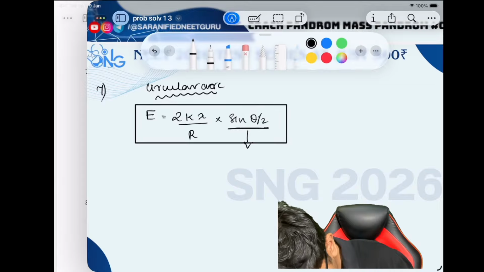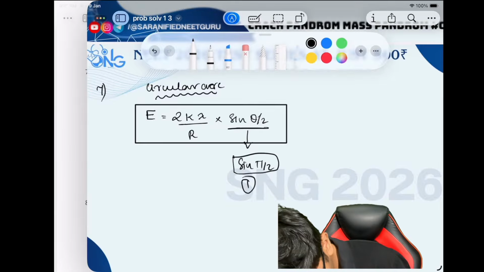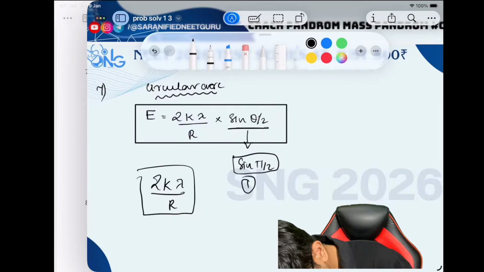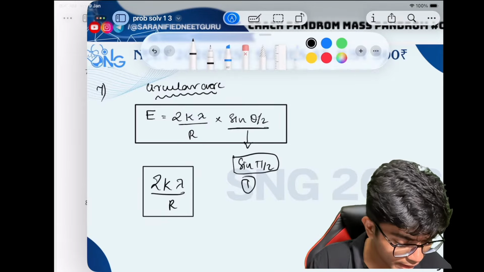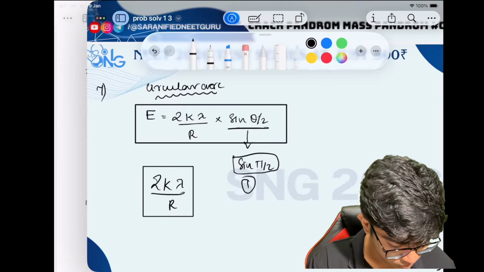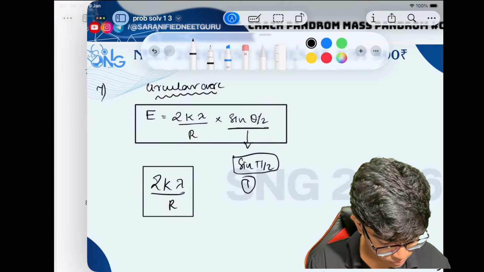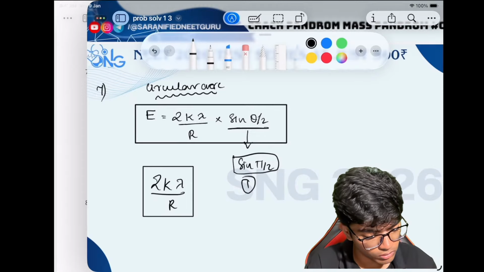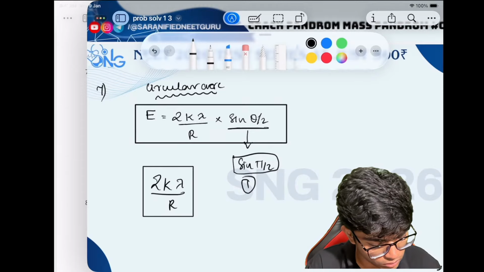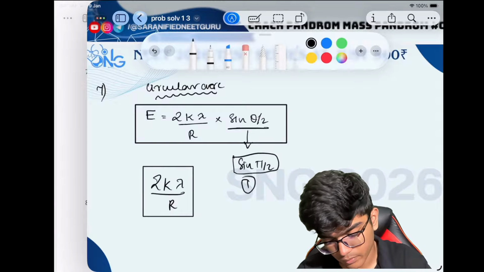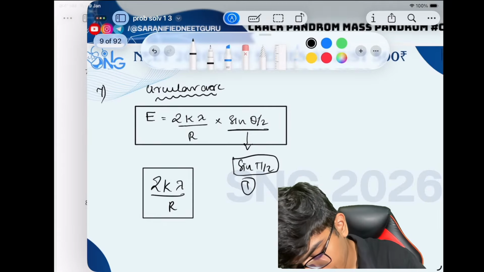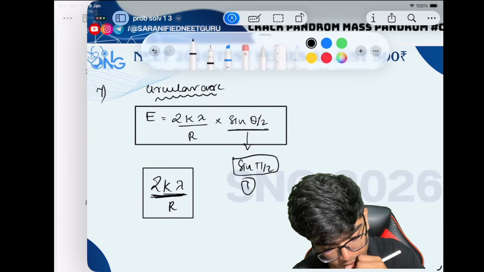அப்போ pi by 2, this is nothing but sin pi by 2 is nothing but sin 90 is equal to 1. So my field is equal to 2k lambda by r, including both positive and negative. Okay, just hold it here. Okay, there we go. This is for the entire arc.